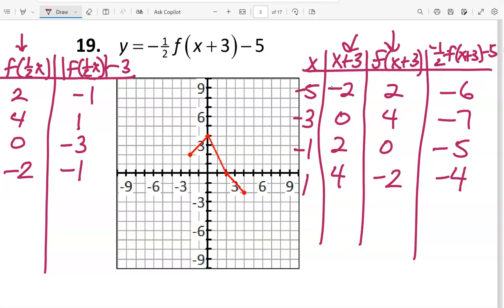And now we're going to graph negative 5, negative 6. And next, negative 3, negative 7, negative 1, negative 5, and finally 1 comma negative 4. And the resulting graph should look like that.